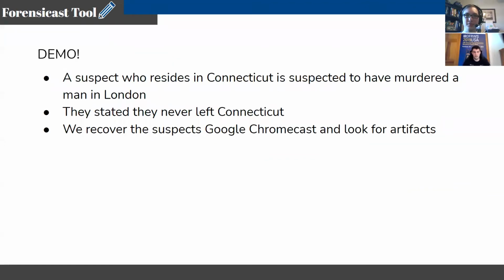Now we're going to take a look at a demo of using the Forensicast tool to recover some artifacts. So for the scenario, we have a suspect who's living in Connecticut and he's suspected to have murdered a man in London. The suspect stated that they never actually left Connecticut, but we're going to take a look at the artifacts on the device and see if they left or not.